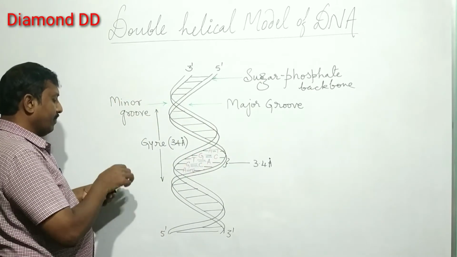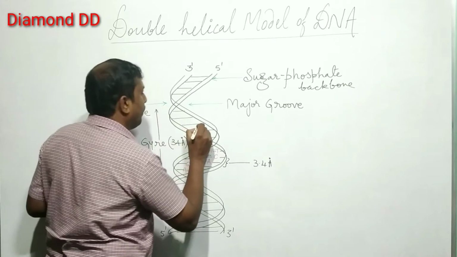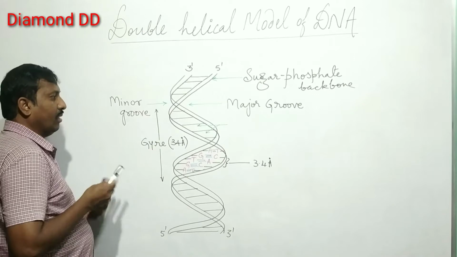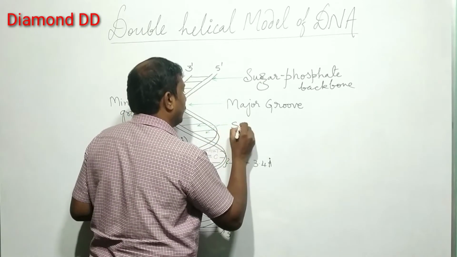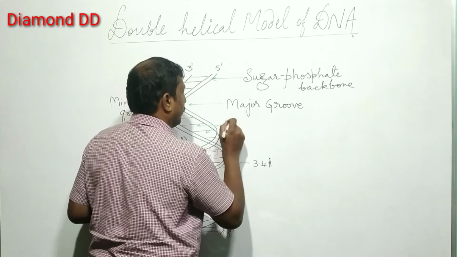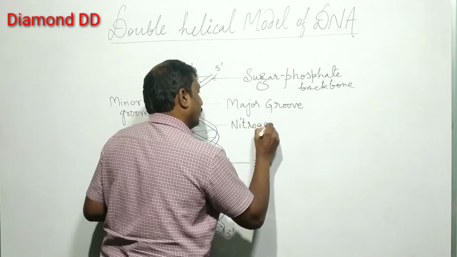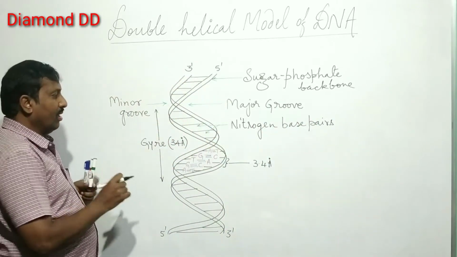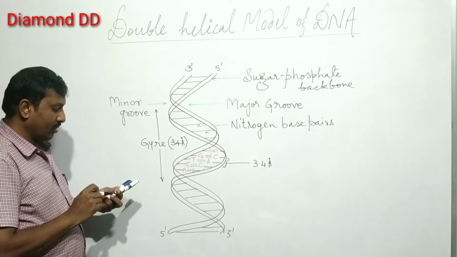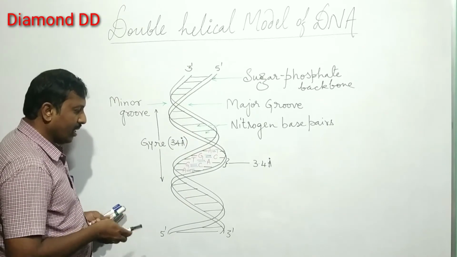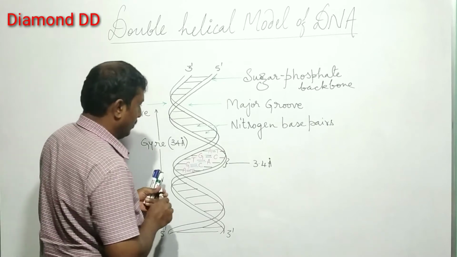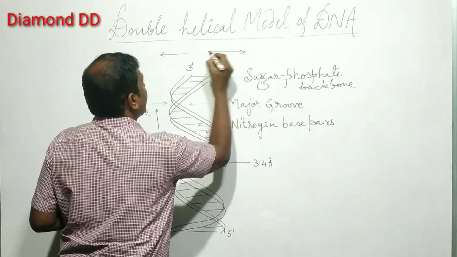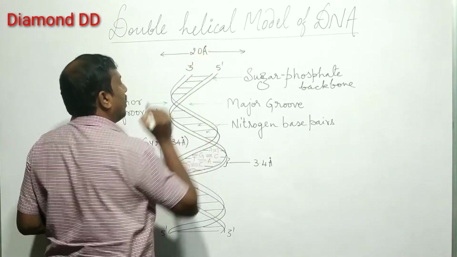And here, the nitrogen bases are represented in the form of steps. Nitrogen base pairs resemble steps, and sugar phosphate resembles the rungs of the ladder. Here, the entire DNA measures about a width of 20 angstrom.